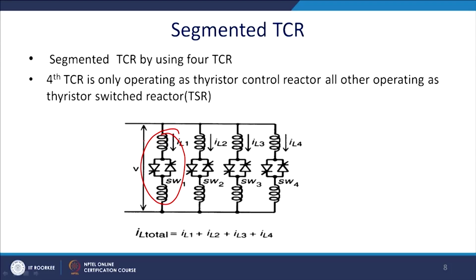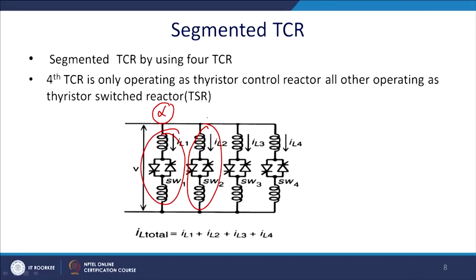So, what happens? If the other modules are on, then no third harmonic will be there. The third harmonic will arise only from this component, because this one has alpha control, let us say, and the others will have on-off control. So, the source of the harmonic will be this element only of the TCR; the others will actually be handling the power. So, the fourth TCR is operating with thyristor control, and all the others operate as TSR.